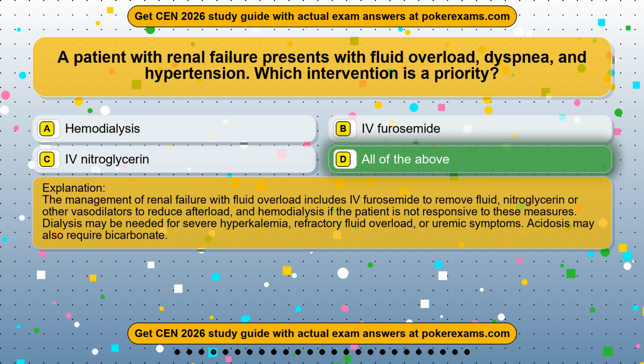The management of renal failure with fluid overload includes IV furosemide to remove fluid, nitroglycerin or other vasodilators to reduce afterload, and hemodialysis if the patient is not responsive to these measures. Dialysis may be needed for severe hyperkalemia, refractory fluid overload, or uremic symptoms. Acidosis may also require bicarbonate.